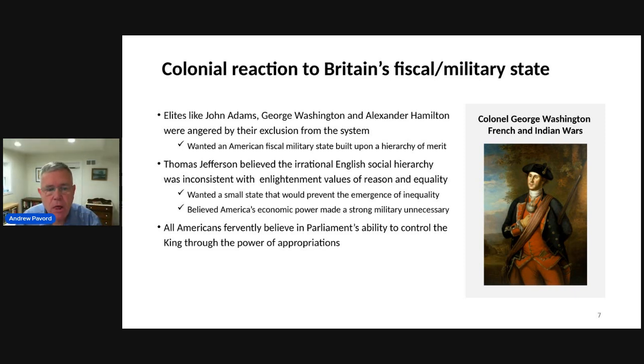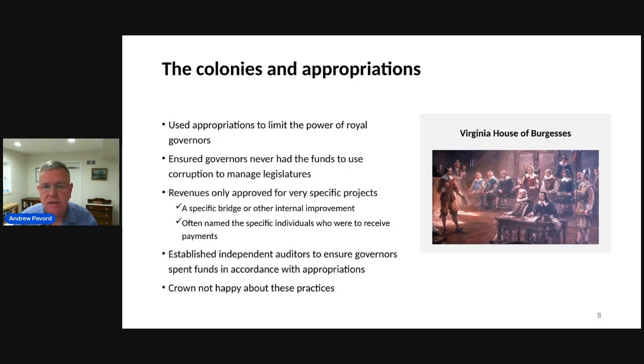But what united all Americans was they fervently believed in Parliament's ability to control the king through the power of appropriations. They felt that the appropriations power is what limited a king and preserved liberty. And so, how did the colonies use appropriations? Well, they used appropriations powers to limit the power of royal governors. They ensured governors never had the funds available to corrupt and manage legislatures.